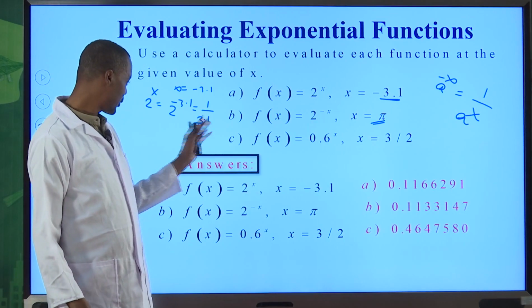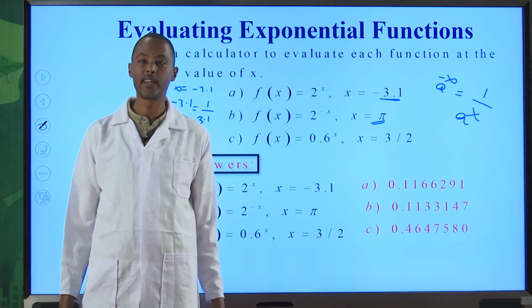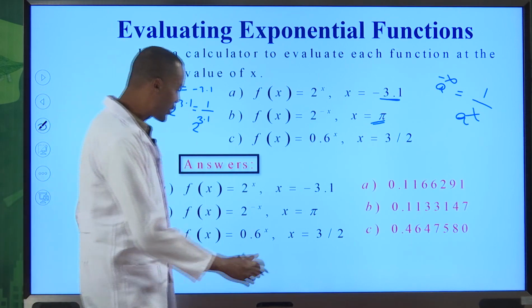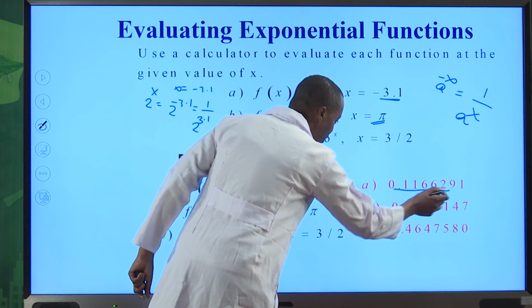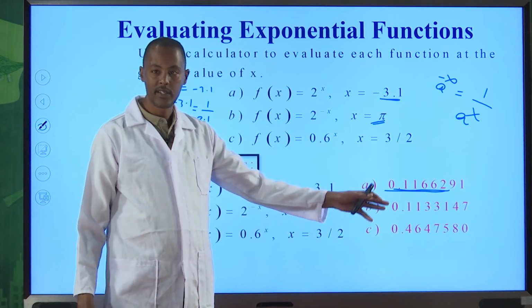2 to the power of 3.1 is a larger number, a little bit more than 8. And 1 divided by that will be small, and that is why the value evaluated on a scientific calculator gives us only 0.11 something.